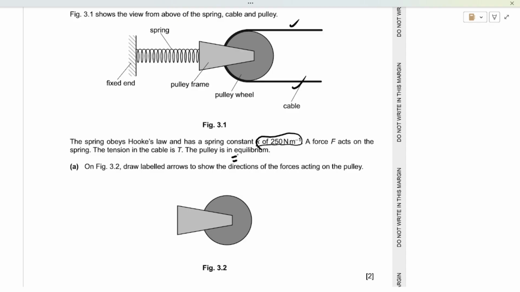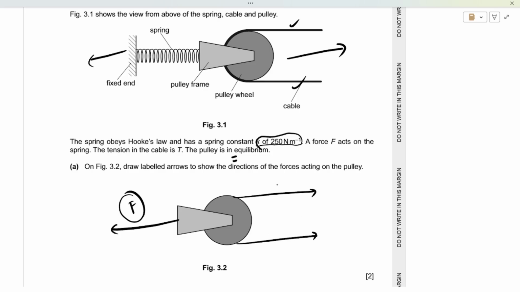Since they have given that the pulley is in equilibrium, we need to use the concept that the force acting in this direction will be equal to the force acting in this direction. So we need to draw the force because of the spring. Definitely the force will be acting in this direction. Because of the two ropes, a tension force will be acting in each of the ropes, so T and T.